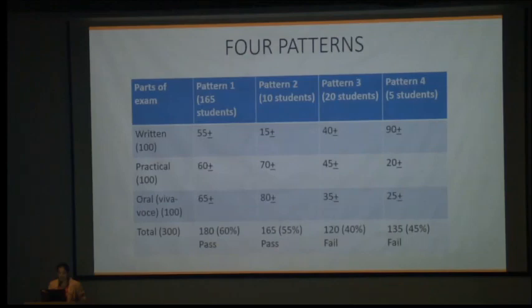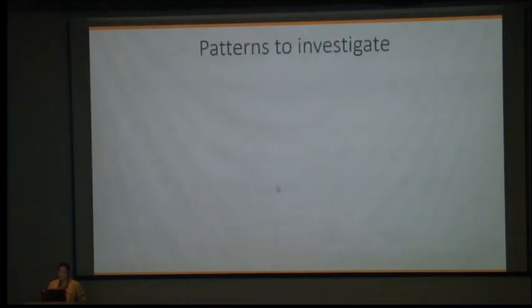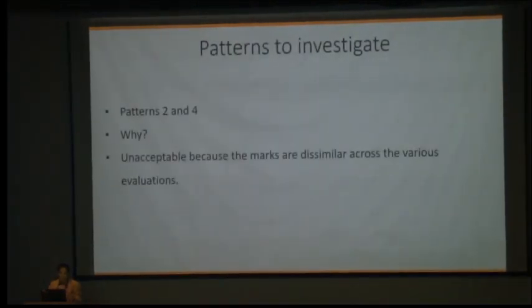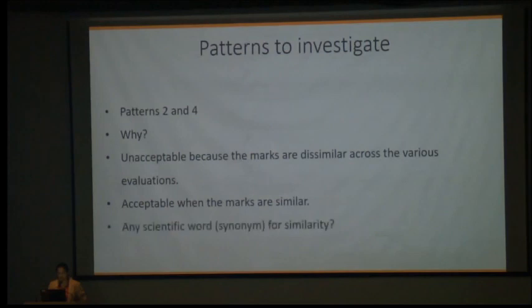In fact, I had asked this question in one of the workshops for residents, and they had said that pattern 2 are all students of faculty, or all children of faculty members. So the patterns to investigate is pattern 2 and 4. And why is that? These patterns are unacceptable because marks are dissimilar across various evaluations, right? So it's acceptable when marks are similar.